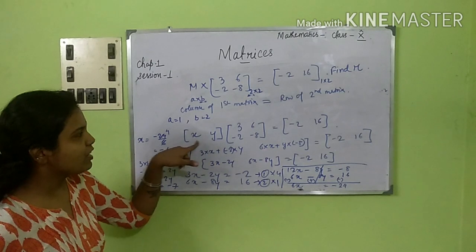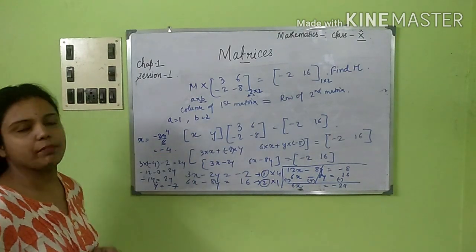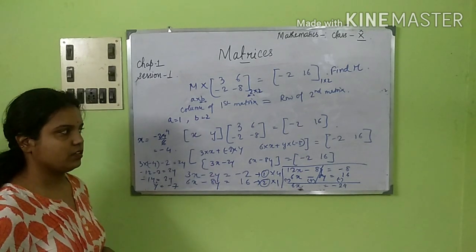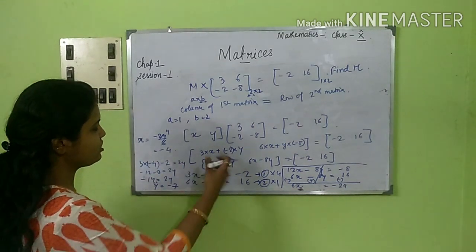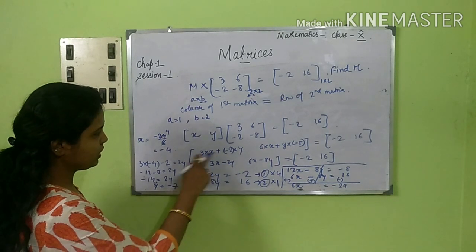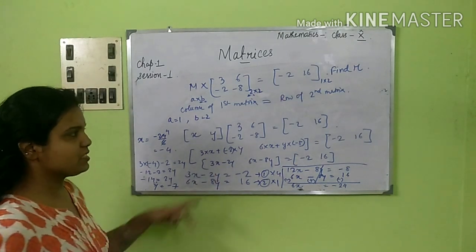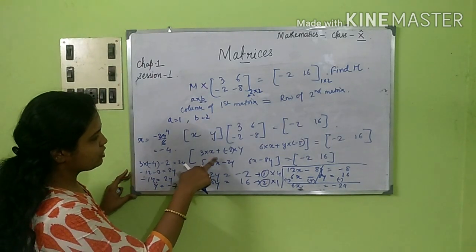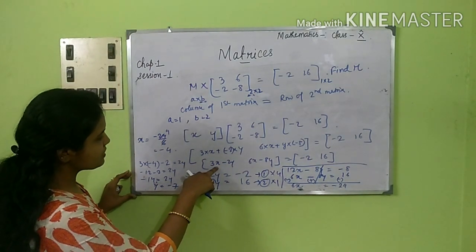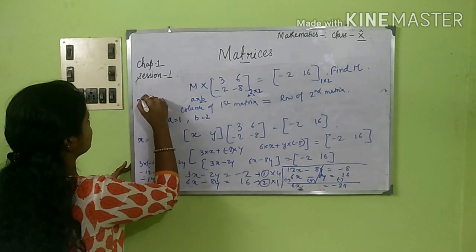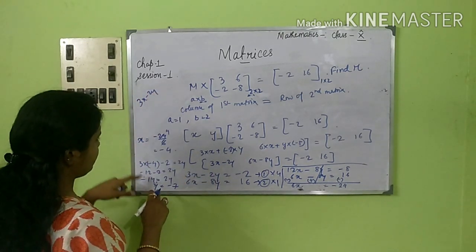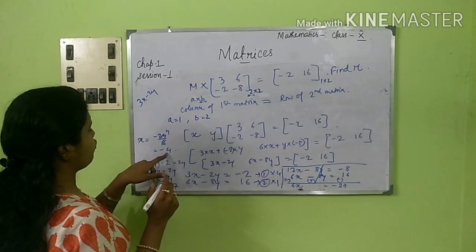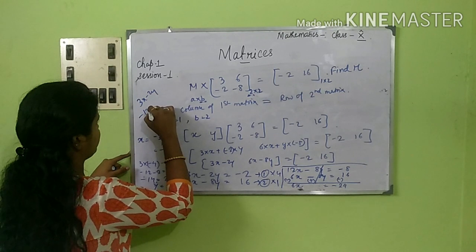Now just put the values here and check whether the answer is coming or not. If it comes, that means your answer is correct. Okay, you can simply put it here and check what the answer is coming to, and see whether it is coming to minus 2 and 16 or not. Like here we have 3x minus 2y, right? So it is coming to 3 into x, which is minus 4, right? That is minus 12.